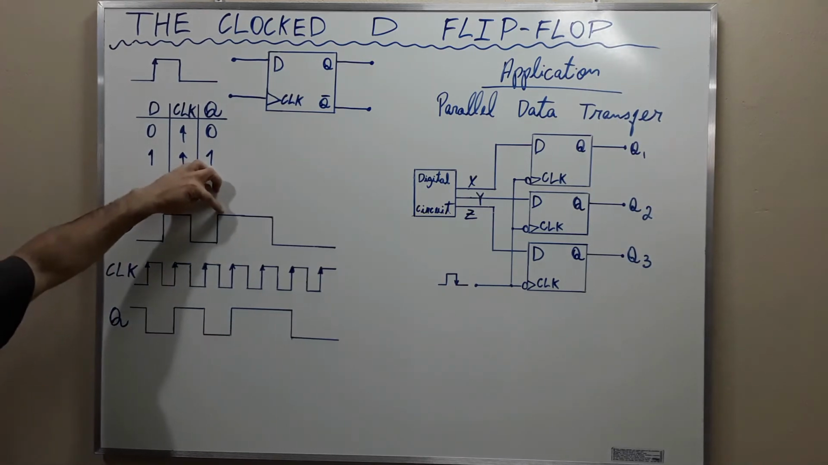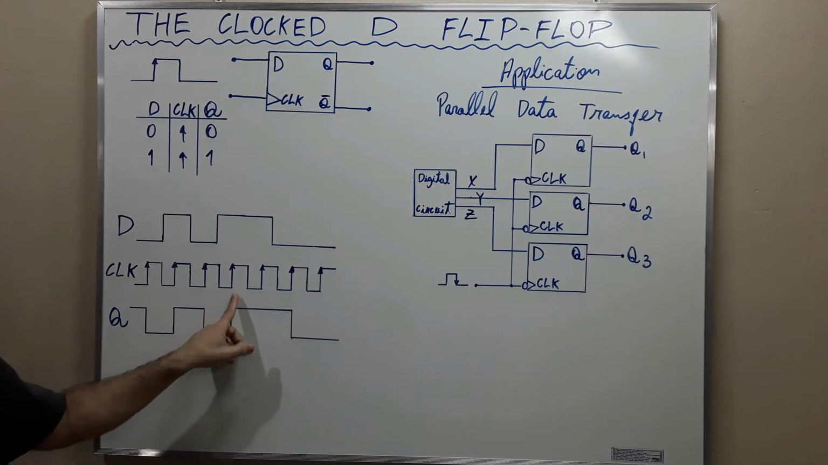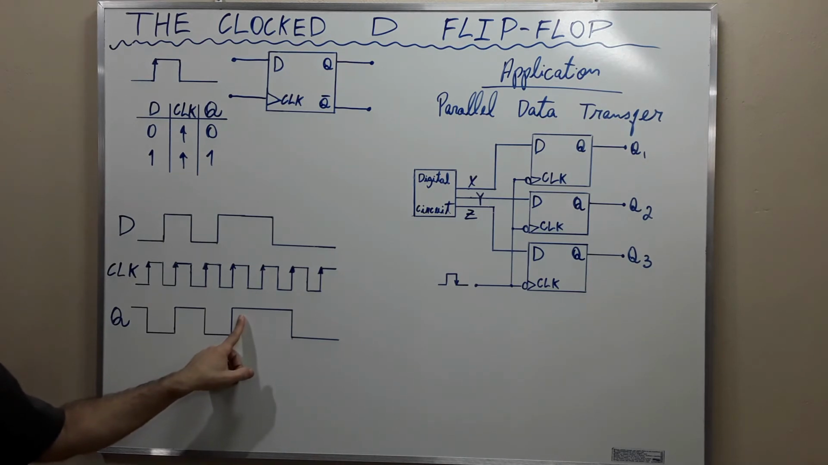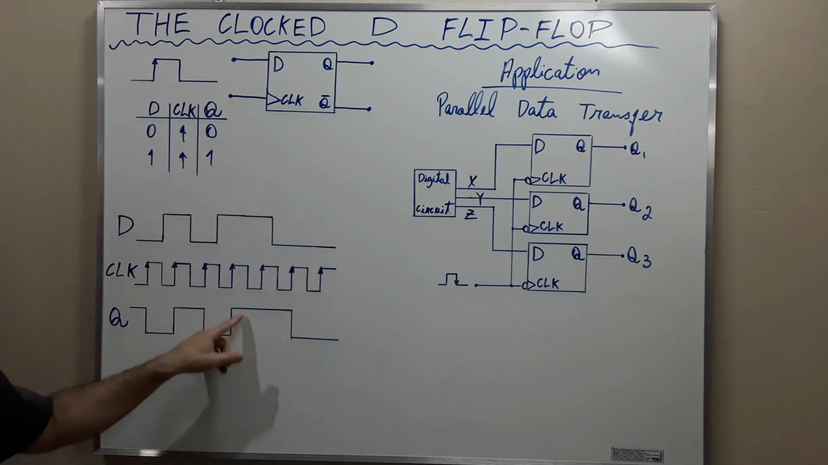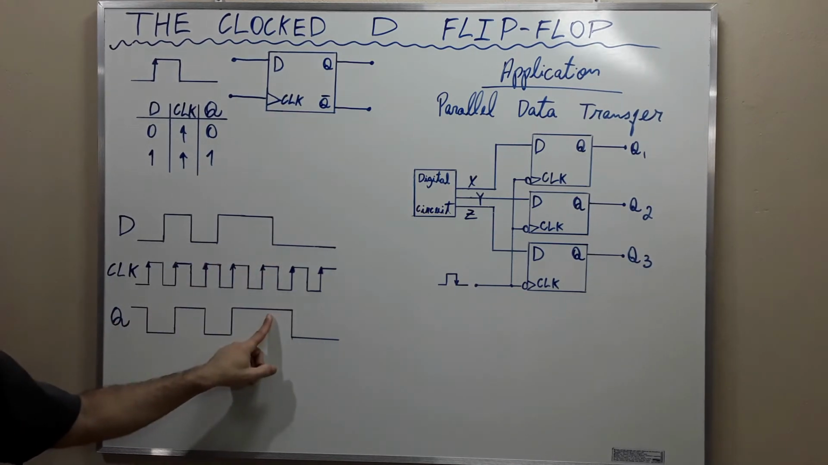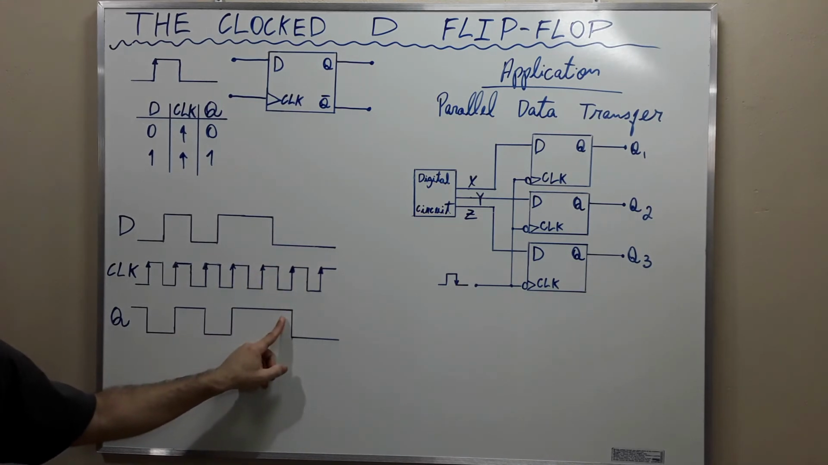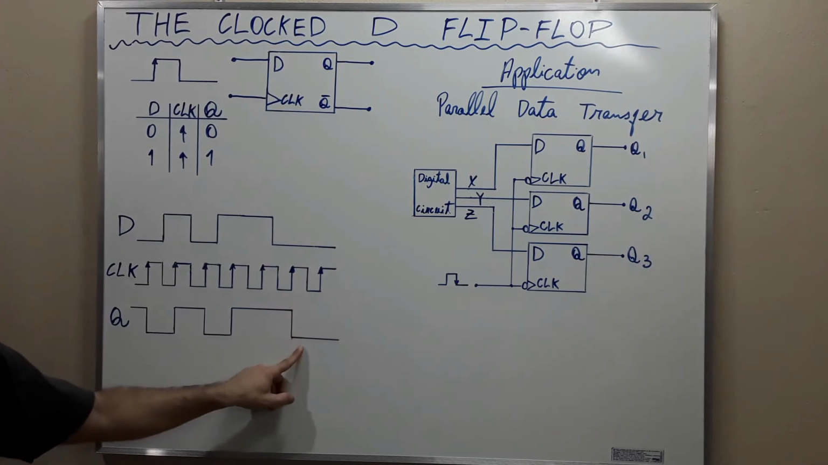Observe here that D is 1, but Q is still 0. Only at the occurrence of the positive going transition of the clock, this Q assumes the logical level of D. Okay? Here, D is 1 and Q is already 1 and no change happens. And here D is 0 but Q is still 1. Only at the occurrence of the positive going edge of the clock, here, Q assumes the level of D.